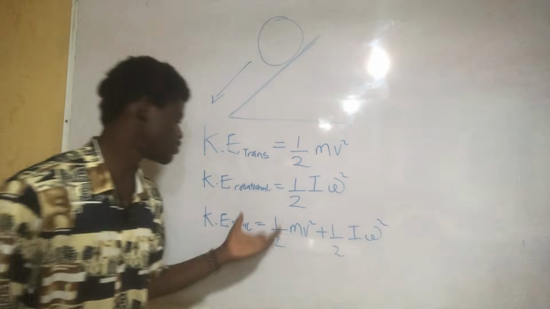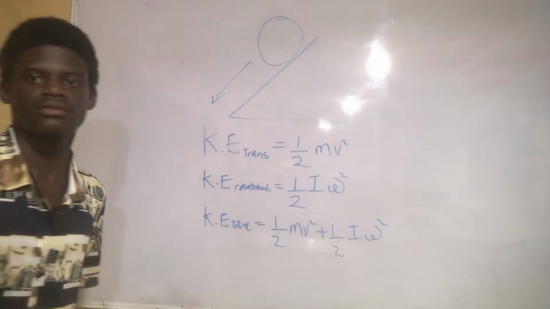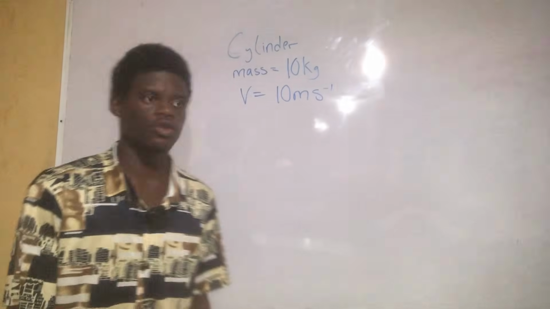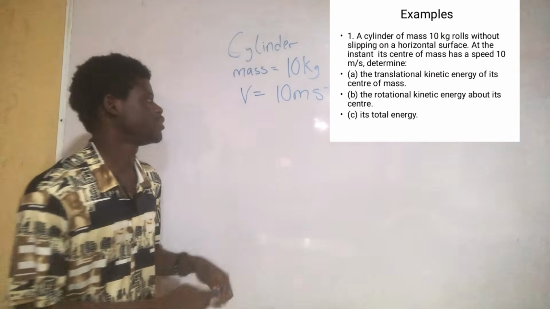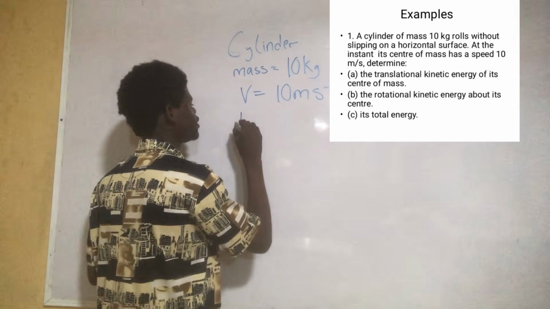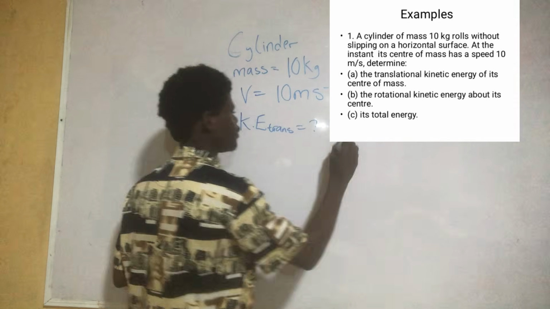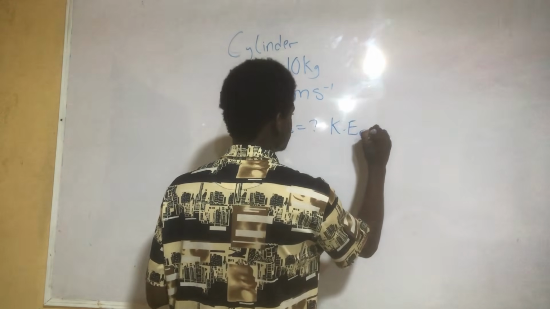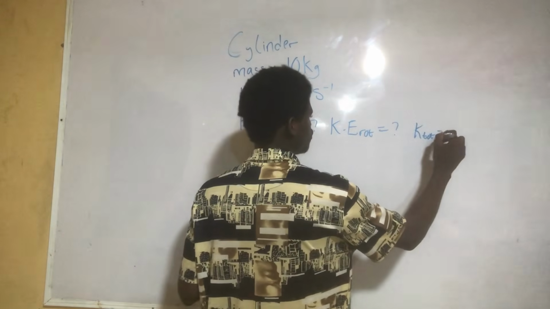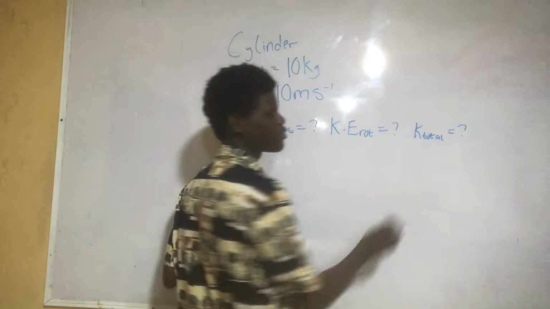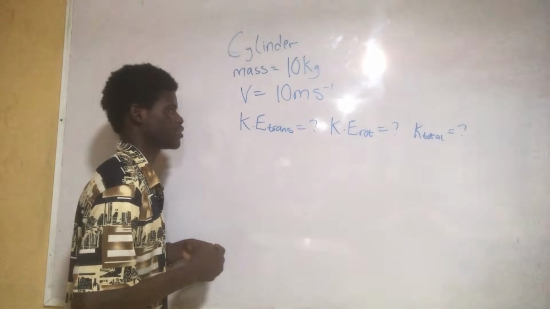So this is the formula for the total kinetic energy. There's this question on calculating the total kinetic energy. They said to find the translational kinetic energy, the rotational kinetic energy, and then find the total. If this question comes out in MCQ, they'll just tell you to find the total.